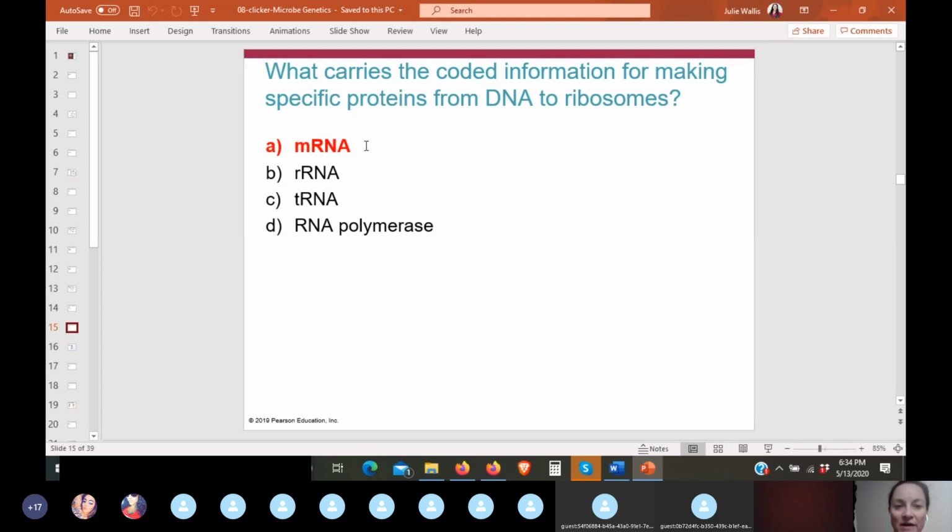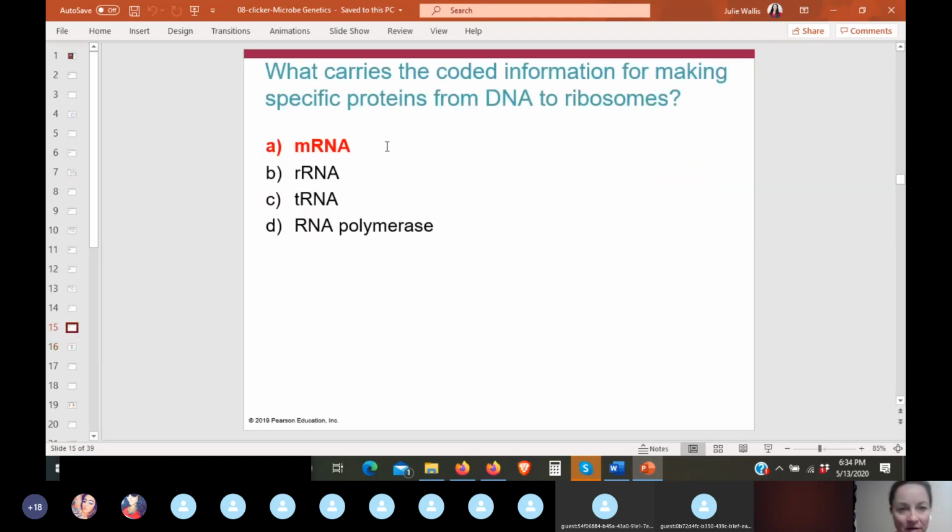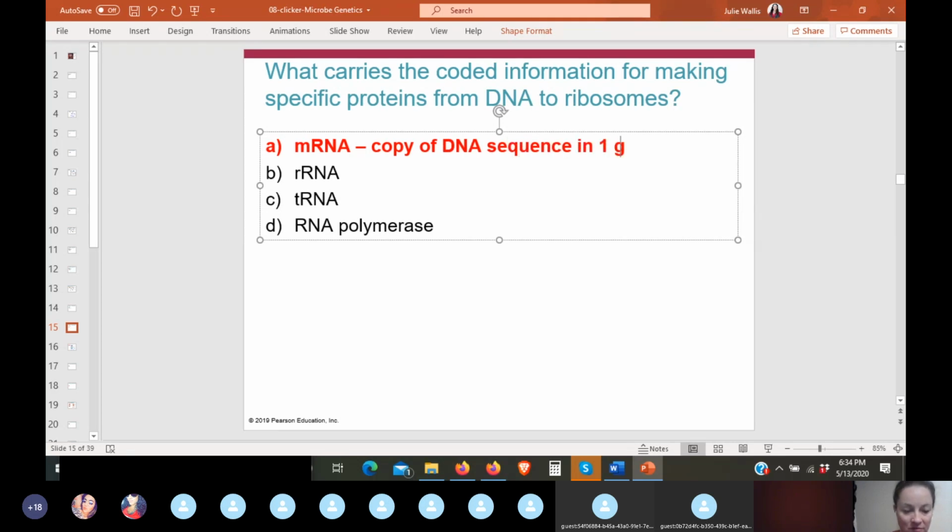So the messenger RNA, I'm just actually going to type this in here real quick, and then I'll go on to the next slide. The messenger RNA is the copy of the sequence in one gene. So when we were talking about genes earlier, that's what we're talking about. It's a portion. So the DNA strand is all one continuous piece, but there's just one little section that corresponds to a gene. That part is copied into a messenger RNA that codes for the whole entire protein.